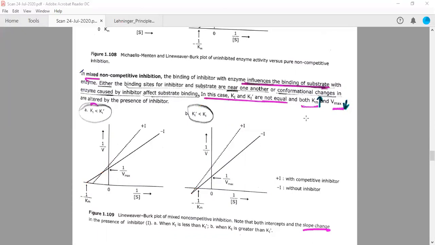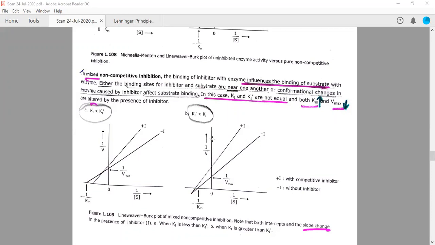Actually, this is very easy to understand. In the first case, in competitive inhibition, the Km was increasing. There is no change in the Vmax. But the second one is non-competitive. In the non-competitive case, this Vmax will always decrease. In the pure case, there is no change in the Km value, but in the mixed type, there may be an increase in the Km value, there may be a decrease in the Km value. So the Km value will change and Vmax will also change.